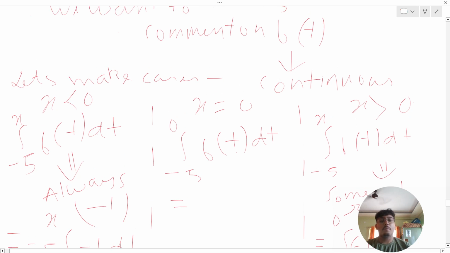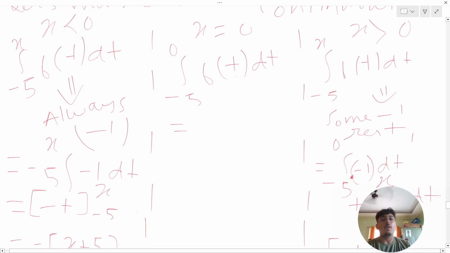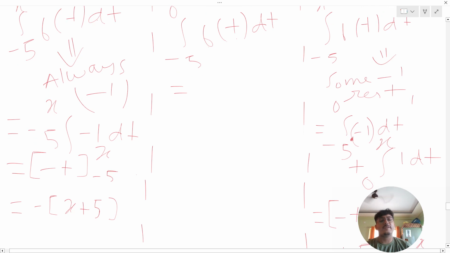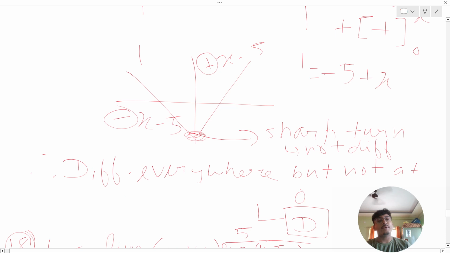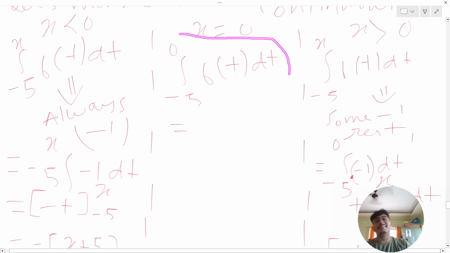Similarly for x greater than 0, my -5 is negative and x is positive. So when you calculate the integral of f of t, we first need to move from -5 to 0, covering the full negative part, then 0 to x, covering the positive part. From -5 to 0, the function takes the value of -1, and from 0 to x, the function takes the value of 1. After calculating, I am getting -5 plus x, or x minus 5. I do not need to calculate it at x equals 0.